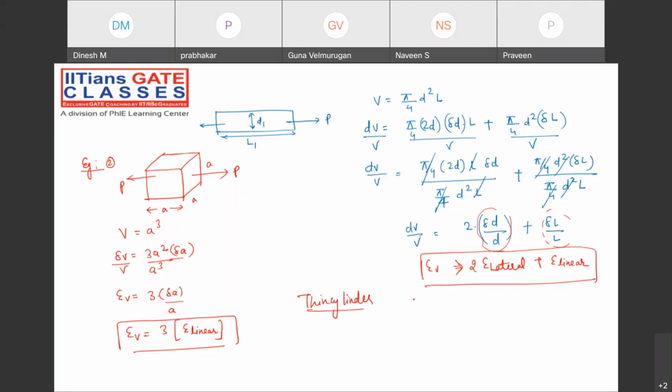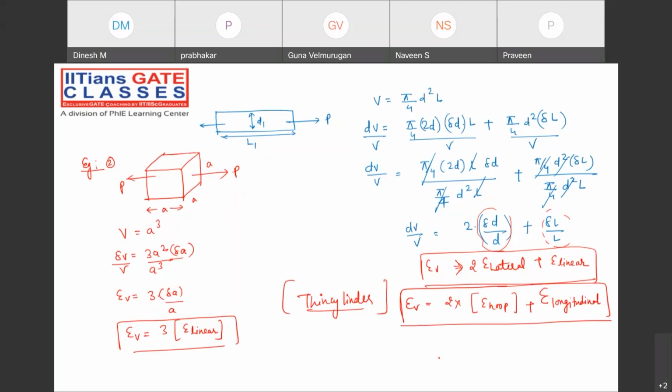Actually, in the thin cylinder case, we call this formula 2 times lateral strain. This lateral strain will become hoop strain. Can anyone remember? And this linear will be called longitudinal, of course having the same meaning. Hoop strain or circumferential strain, right? While discussing the thin cylinder, I will discuss in detail. Do not worry. Please note it down. Very, very important. Done, all of you?